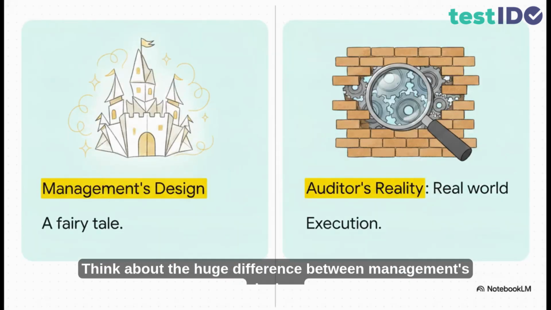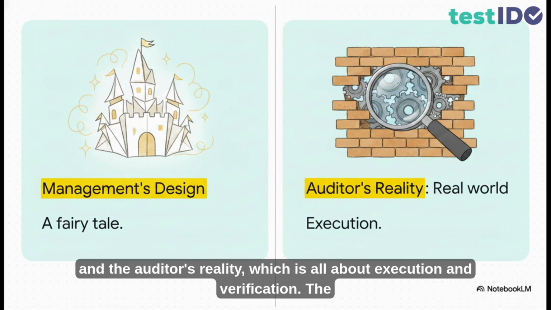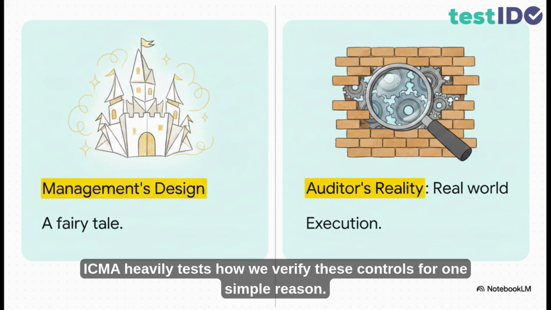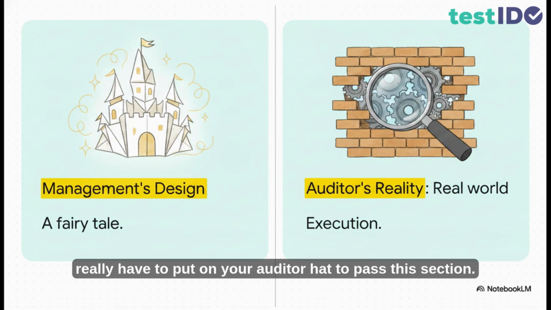Think about the huge difference between management's design, which is that paper fairy tale, and the auditor's reality, which is all about execution and verification. The ICMA heavily tests how we verify these controls for one simple reason. A control is absolutely useless if the execution fails in reality. You really have to put on your auditor hat to pass this section.